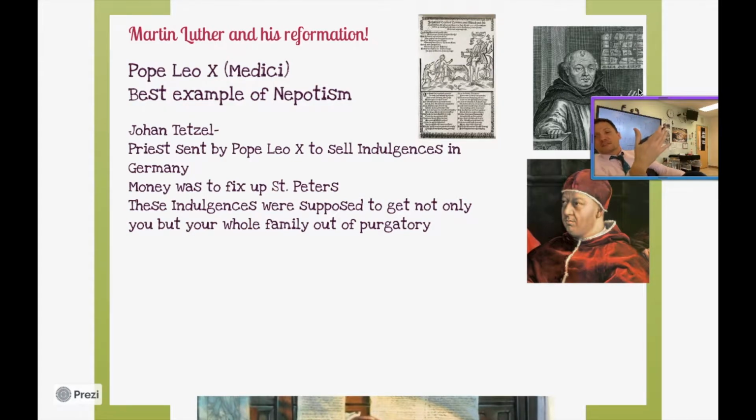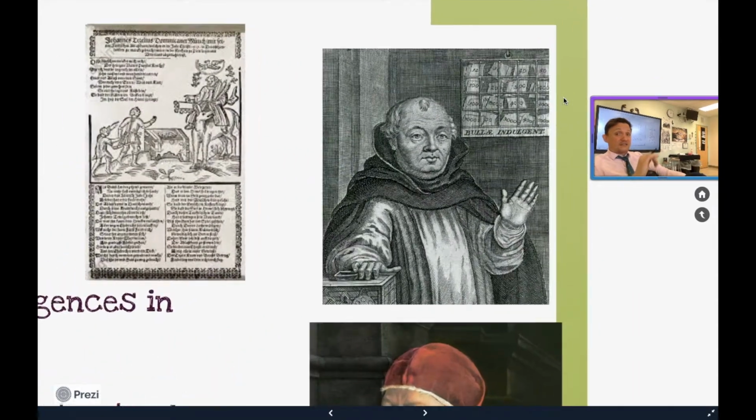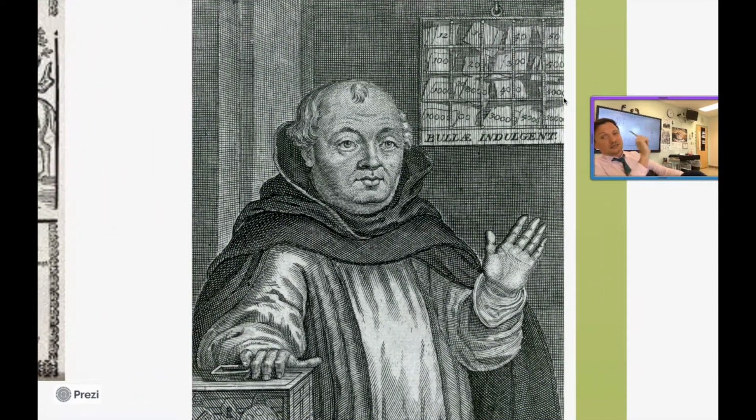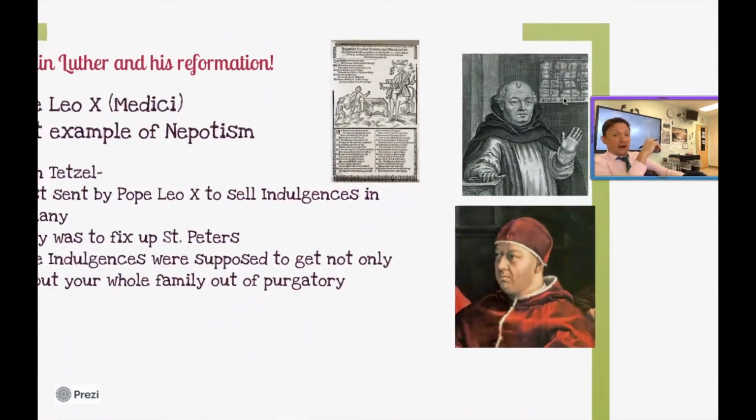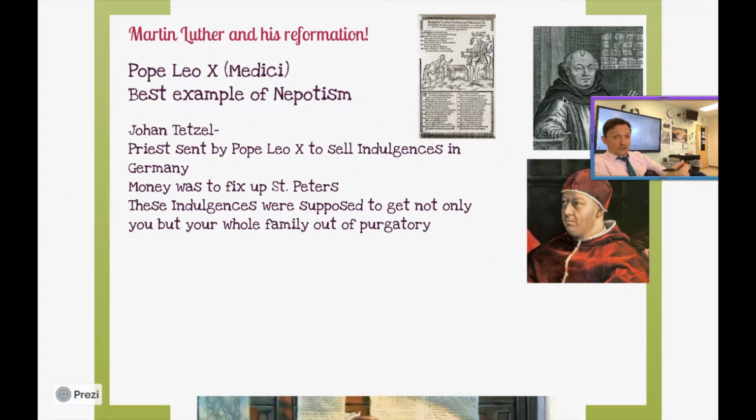Pope Leo X wants to fix it up. He wants to create a new dome. He wants to build the inside out. He wants to do all these other crazy intense things to the inside of the St. Peter's, but he needs money to do that. So he sends this priest, a man by the name of Johann Tetzel, out into the Holy Roman Empire to sell indulgences, right?